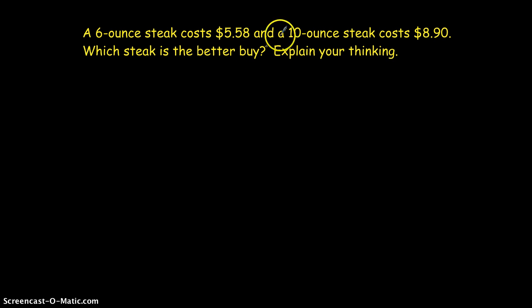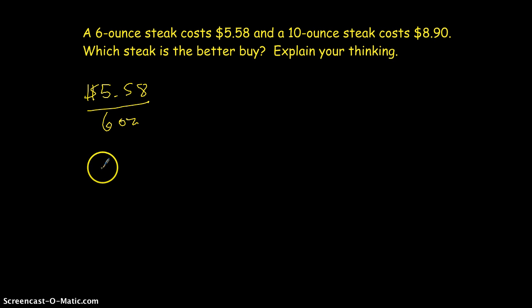Now, what I would do in this case is I would go ahead and make these rates as ratios. And whenever I use ratios that have money in them, like in this case $5.58, $8.90, I always put the money amount on top. So here I'm going to put down $5.58, and that's going to be for the 6-ounce steak.